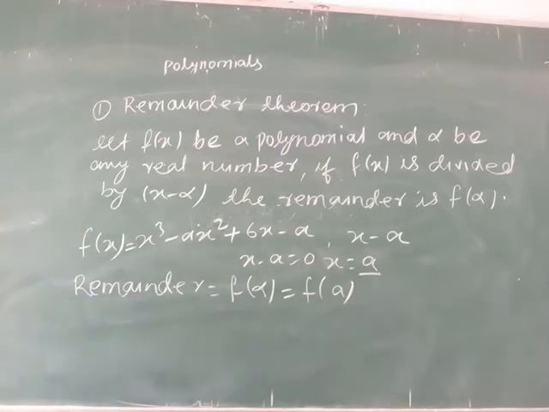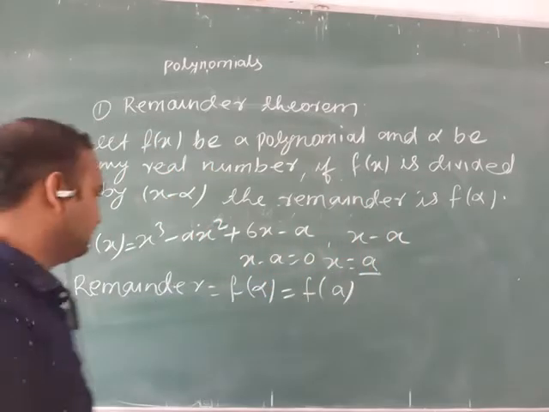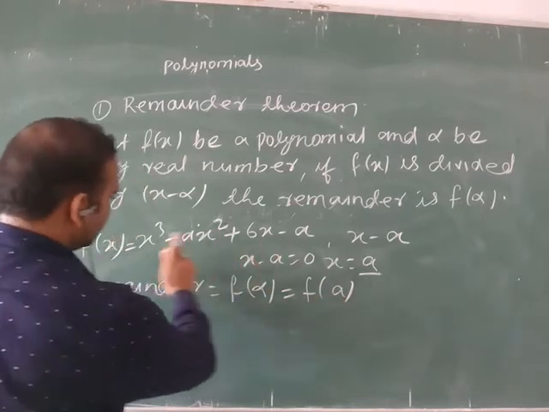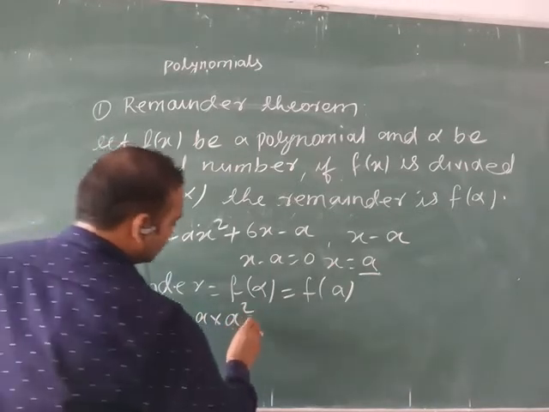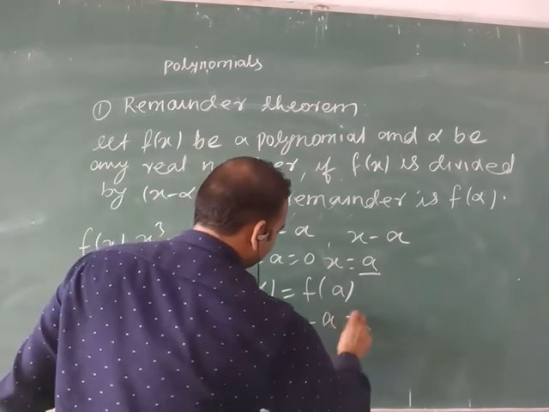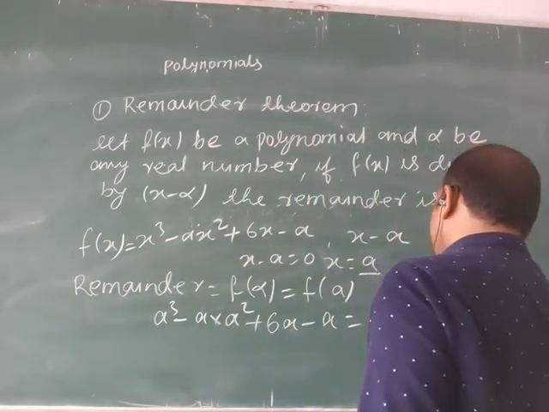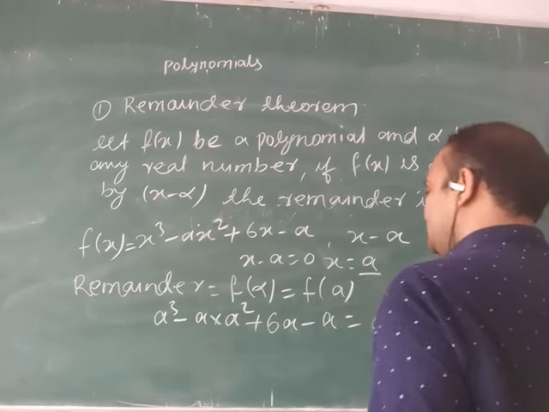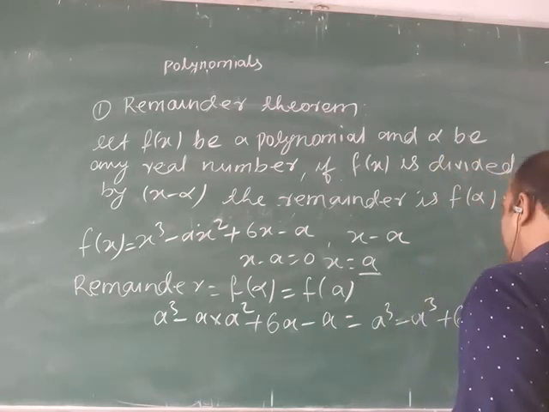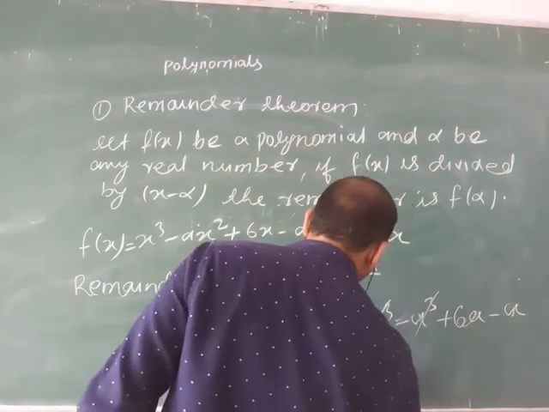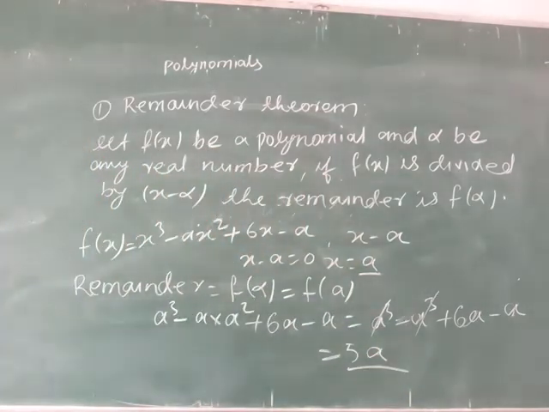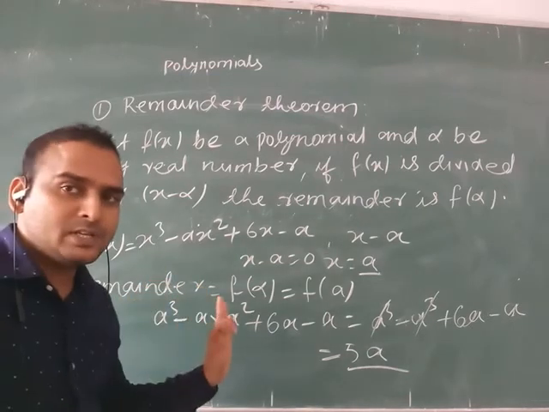Using remainder theorem, you can find the remainder when f(x) is divided by x minus alpha. We put a in place of x: a cube minus a into a square plus 6a minus a. That is a cube minus a cube plus 6a minus a, that is 5a is your remainder. Very easily we can find the remainder without long division using remainder theorem.